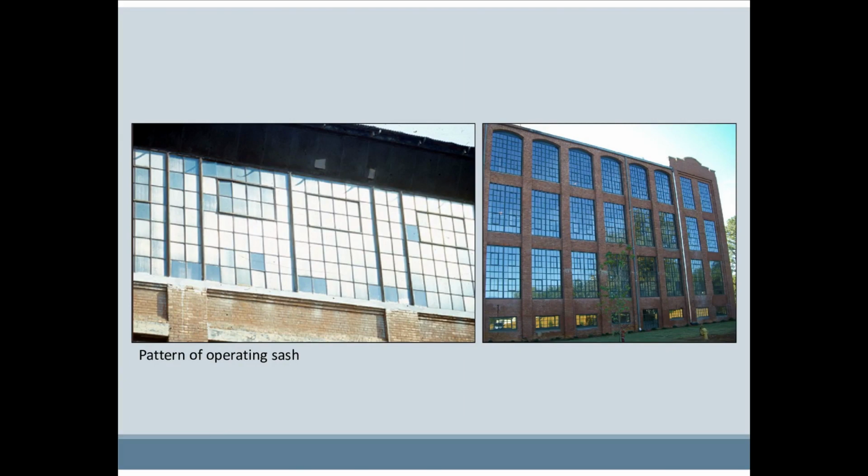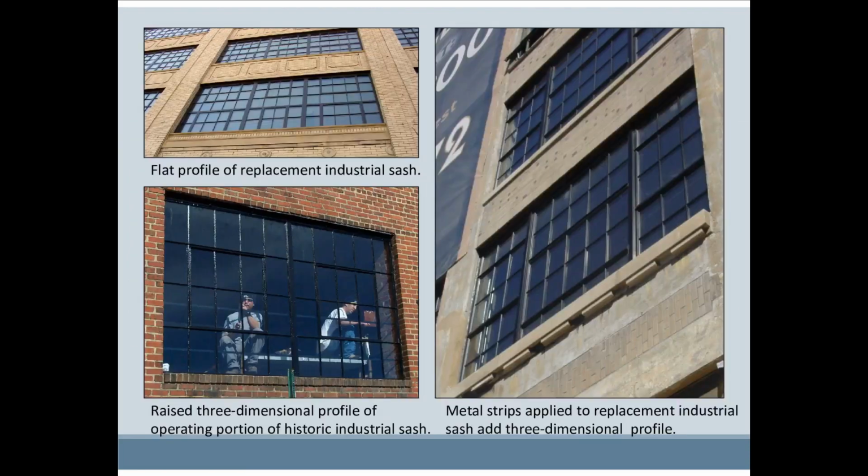Part of the distinctive character of industrial steel windows is the pattern created by frames of the operating sash against the background of the muntins. The operating portion of historic steel sash is distinguished not only by its frame being wider than the muntins, but also by the muntin's slight projection, which can be seen in the restored historic window on the lower left.